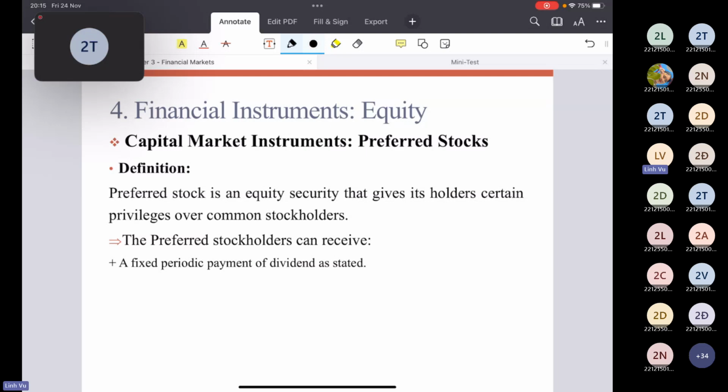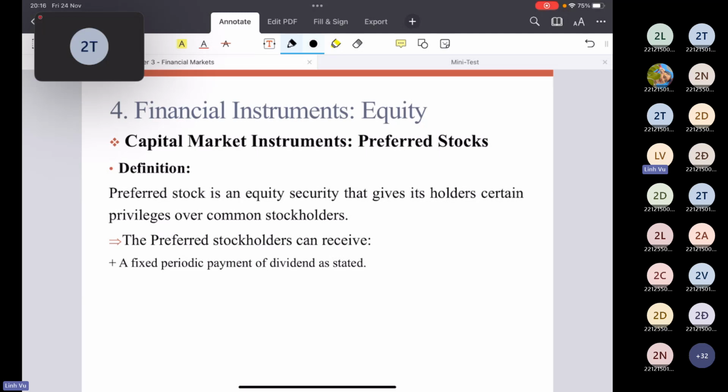The preferred stockholder can firstly receive a fixed periodic dividend payment on the preferred stock. So you can see that for the common stock, the firm has the right to pay dividends or not, and the amount of dividend payment for common stock can change over time. But for preferred stock, the dividend payment is fixed. It's a fixed amount, and it is stated at the initial issuance of the preferred stock.